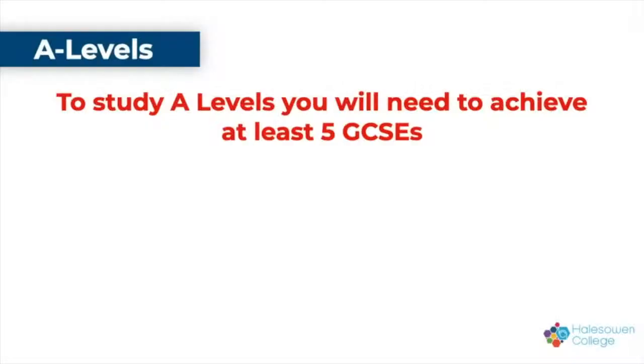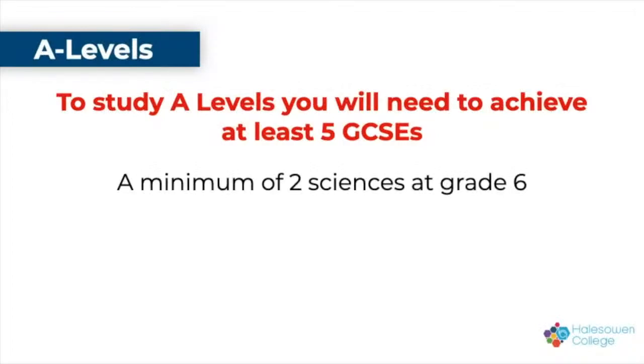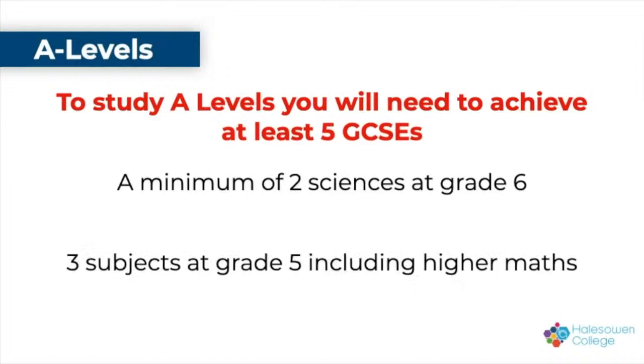To study these A-levels, you will need to achieve at least 5 GCSEs, a minimum of 2 sciences at grade 6, double or triple science, and 3 subjects at grade 5 with maths studied at the higher tier.